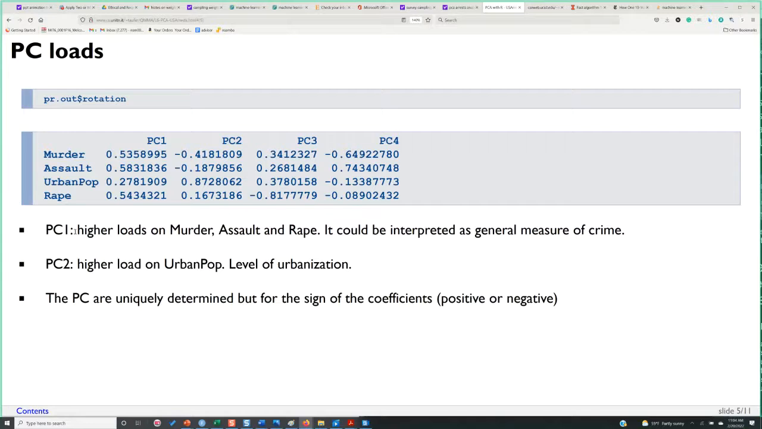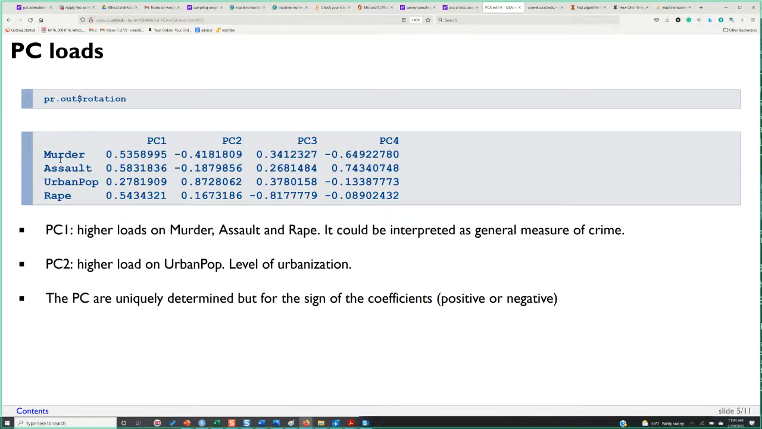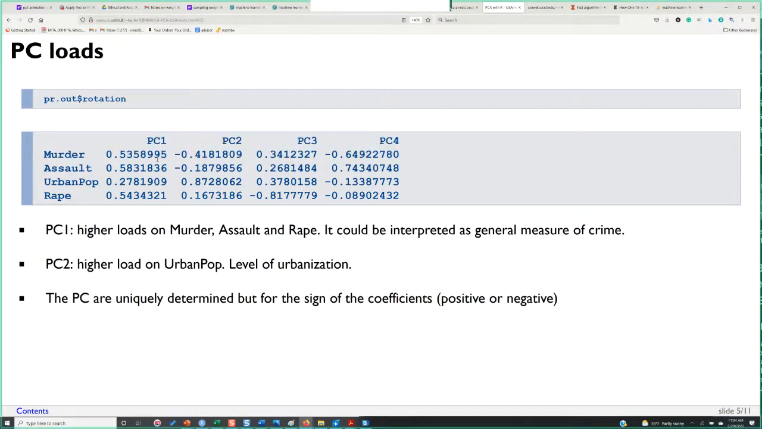The PC1 is about crime. See, this is giving you some meaning, right? Murder, assault, urban population, rape, and similarly, I should give you the meaning for these things also. So PC1 is about crime level. PC2 is about urbanization level. So these are not that urban. These are highly urbanized. This is not that urbanized. This is medium urbanized. These two are medium urbanized. So the second is all about urbanization. The first is all about general measure of crime.